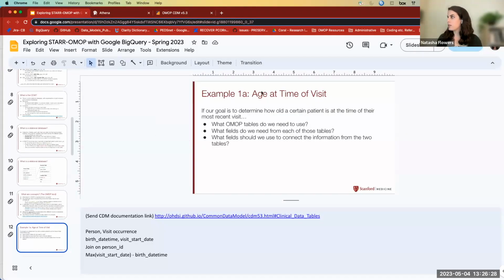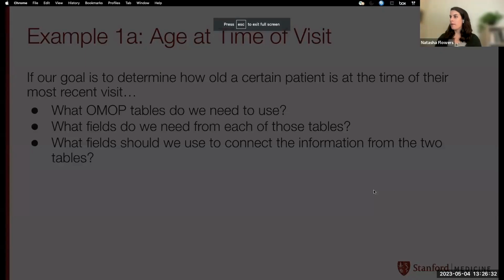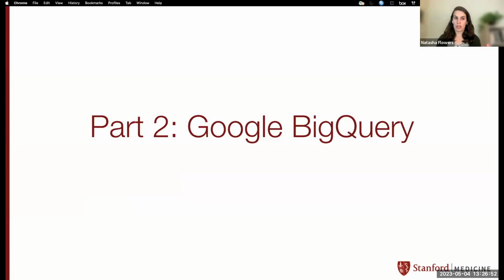Cool. Okay. So let's go back to this. And then we'll send out these slides. This is mostly for your own reference later, but we do have lots more resources on STARR-OMOP. There's documentation I keep pulling up. And then there's a lot more documentation on STARR specifically that's available for you. We also have office hours and a Slack channel and various other tools. Okay, any questions on OMOP common data model stuff before we move on to talking about Google BigQuery?